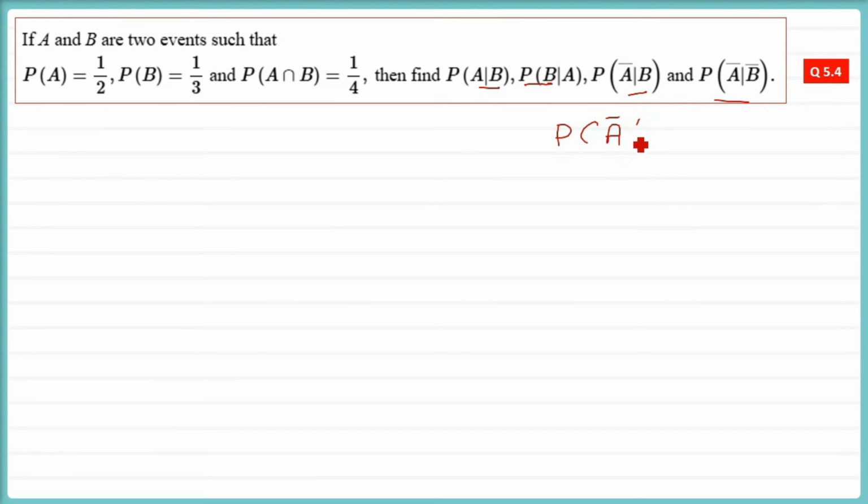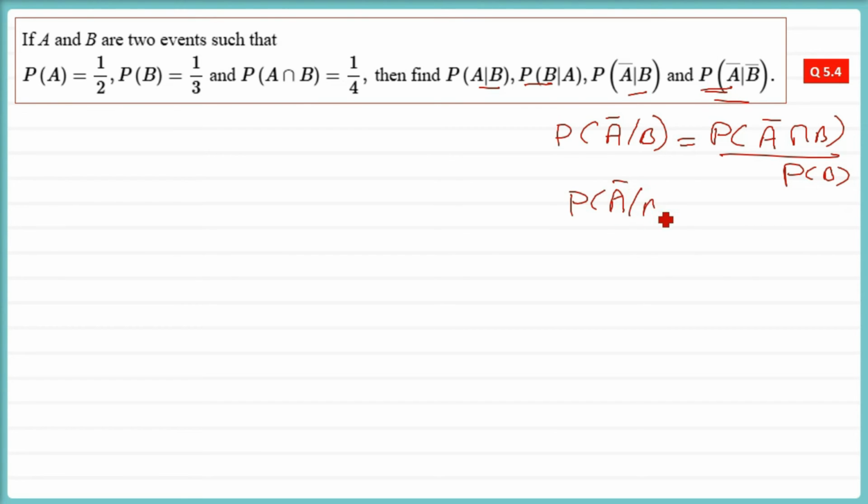First of all, P(A naught by B): both events have to be intersected, A naught intersection B, and divided by what is already known, which is P(B), goes into the denominator. How about P(A naught by B naught)? First you intersect these two, P(A naught intersection B naught), and in the division, P(B naught) is going to come.